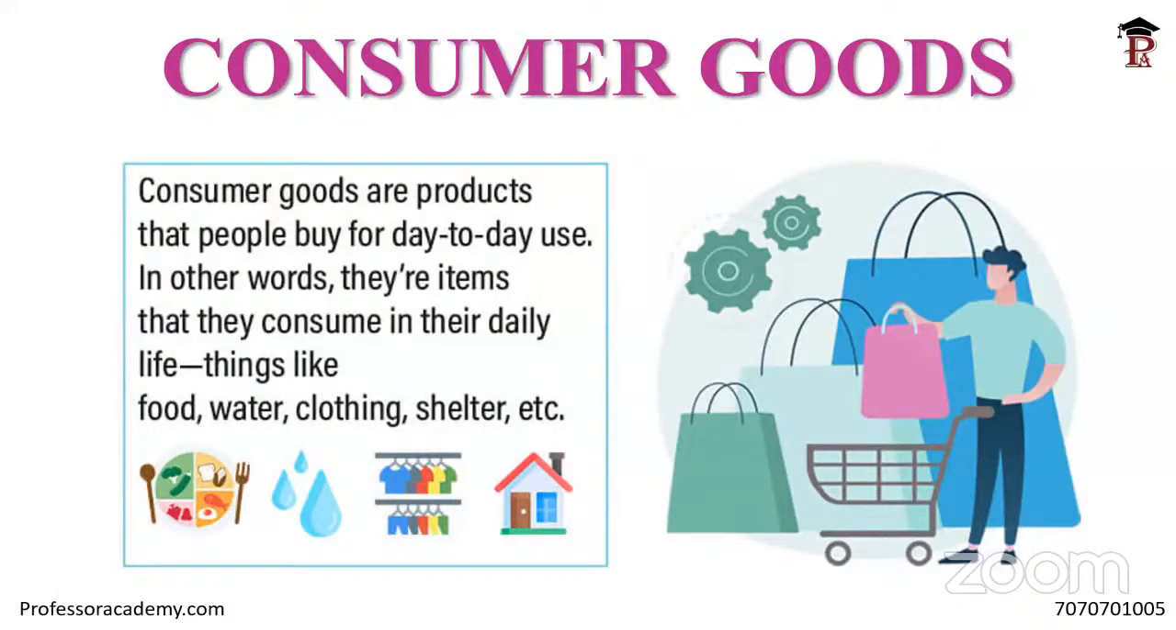So, what is consumer goods? The first thing is, what is a consumer goods? They are the products that people buy for day-to-day use, or we can say they are the items that they consume on a daily basis, like basic things: food, water, clothing, shelter, etc. These are the basic needs, the individual needs. So these are the consumer goods that we are utilizing in our lives, and they help to have a smooth lifestyle.